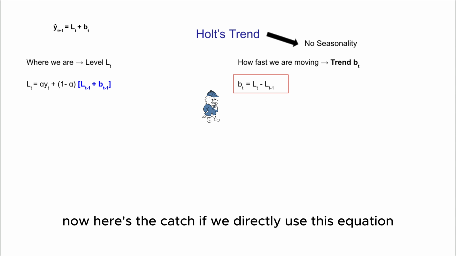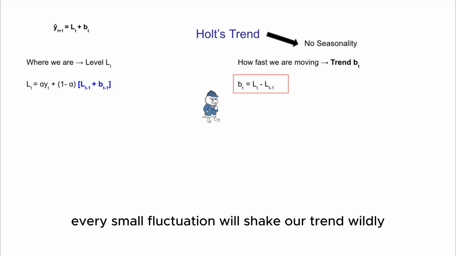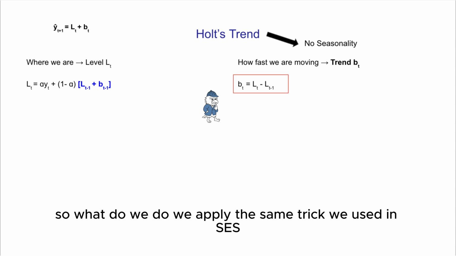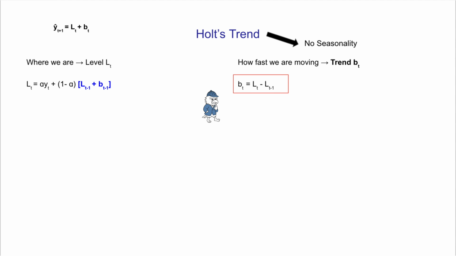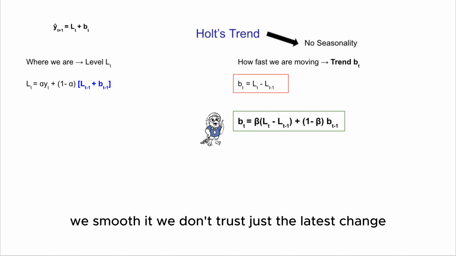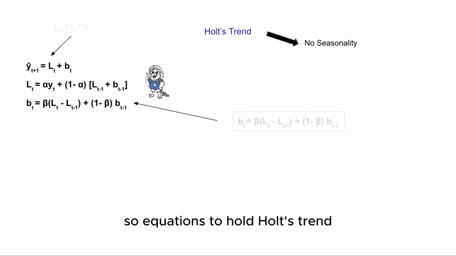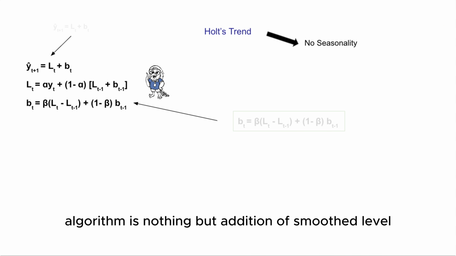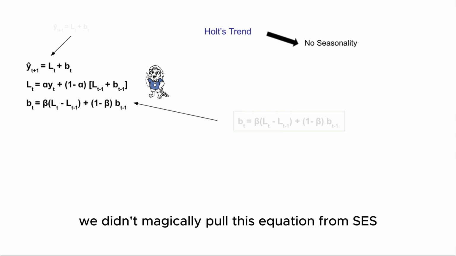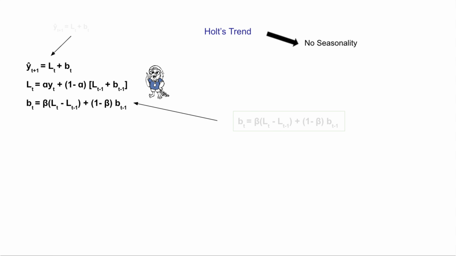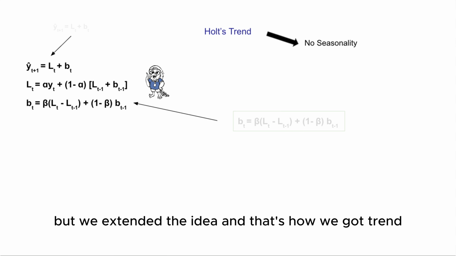Now here's the catch. If we directly use this equation, it becomes very noisy. Every small fluctuation will shake our trend wildly. So what do we do? We apply the same trick we used in SES. We smooth it. We don't trust just the latest change, we mix it with past trend belief. So the equations that hold Holt's trend algorithm are nothing but the addition of smoothed level and smoothed trend. We didn't magically pull this equation from SES, but we extended the idea, and that's how we got trend.